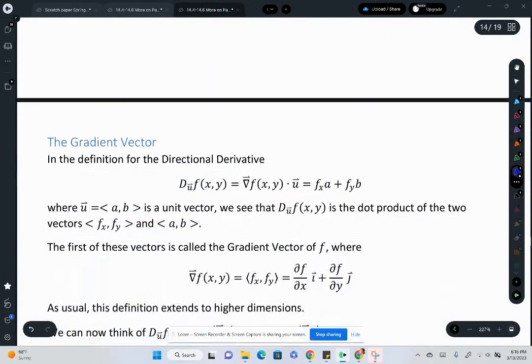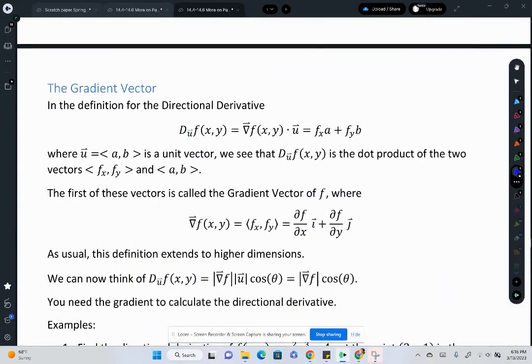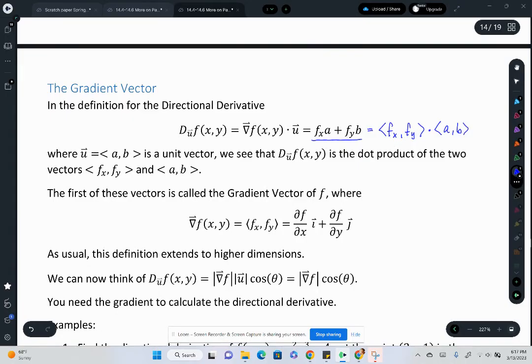Okay, the next topic is the gradient vector. One of the things that we saw with a directional derivative is that it is f sub x times a plus f sub y times b, which looks like the result of a dot product. And the dot product I'm talking about is one where the first vector has the first partials, f sub x and f sub y, and the second vector has components a and b. Now, we've got some new notation being introduced here. It's called the gradient vector. And that is this guy right here.